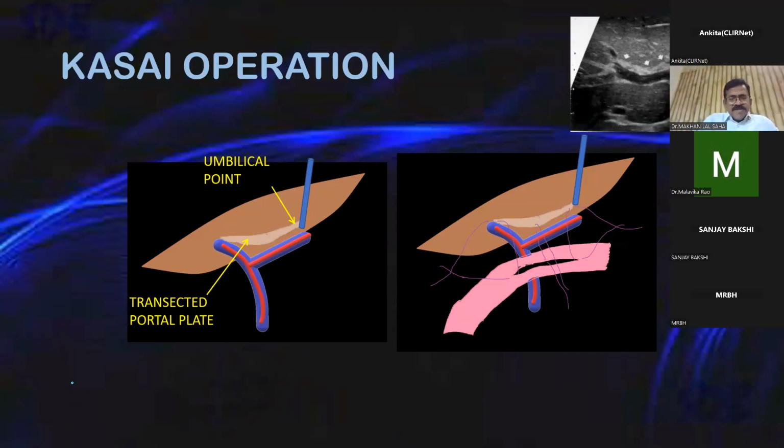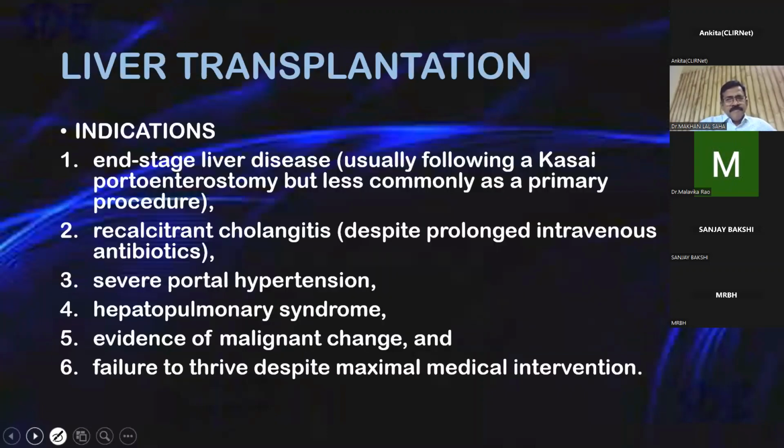Yeah. Sometimes you may not have hepatobiliary radicals, but the intrahepatic ducts might be patent. In that case, this may work. But most of the time, it is a bailout procedure. You do this, let the child improve to some extent, and then the final treatment is what? Liver transplantation. Orthotopic liver transplantation, absolutely right.